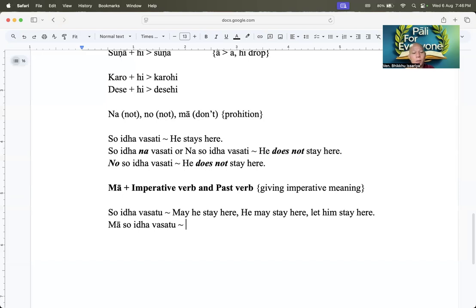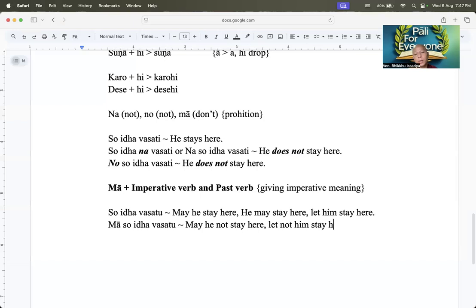That means the meaning of that one is don't allow him. So don't let him stay here. In this way. So may he not stay here. Or let not him stay here.